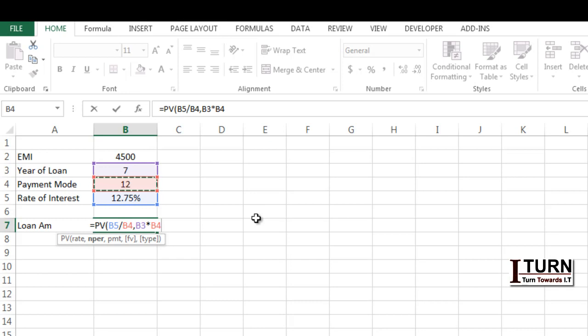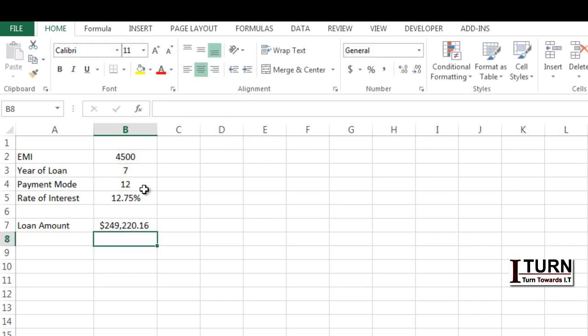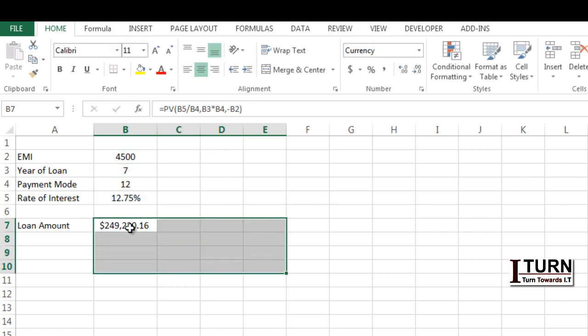So that is what Nper is, comma, and then the PMT, that is the per month payment which you are willing to make. So for this I am selecting this EMI amount, which is 4,500. Now this will give you the answer in negative, so just put a subtraction sign in front of PMT. Now close the bracket and enter. So you can see here, this much amount, that is 2,49,220, is the loan amount you can take.